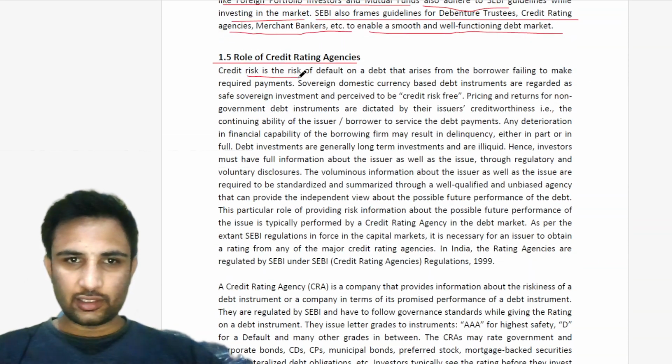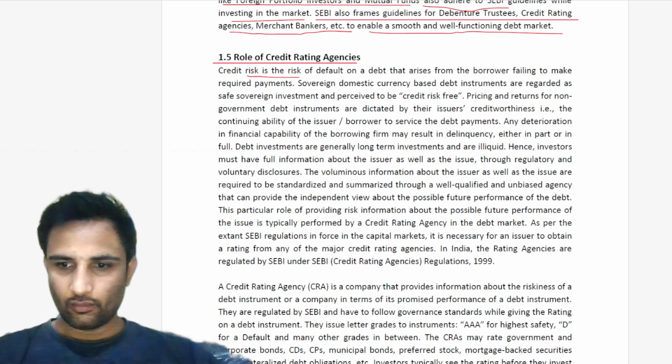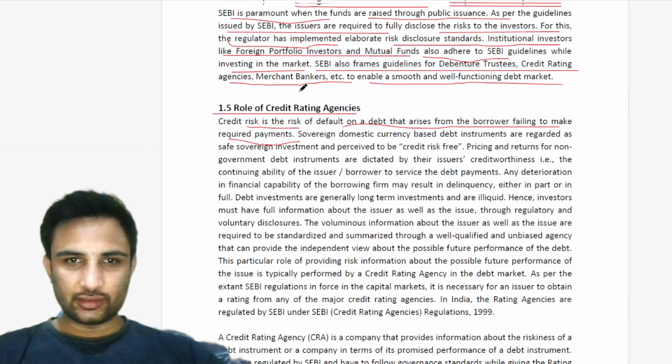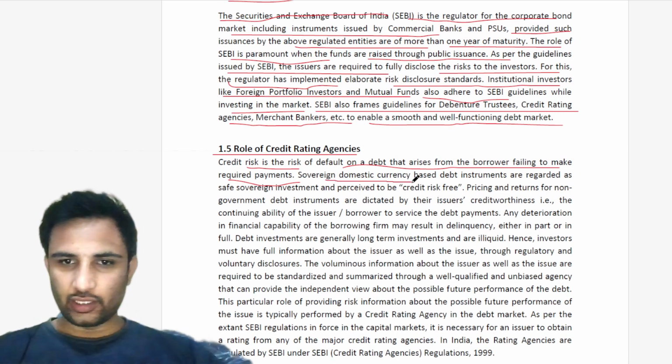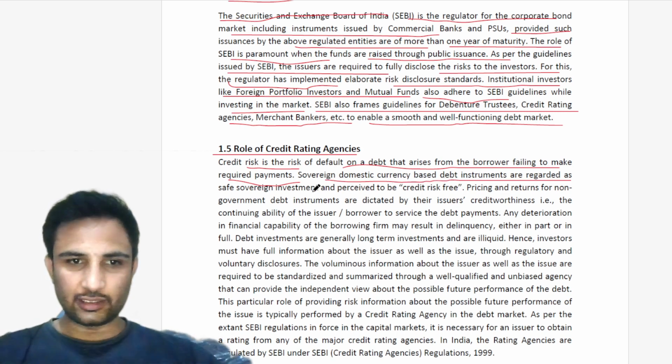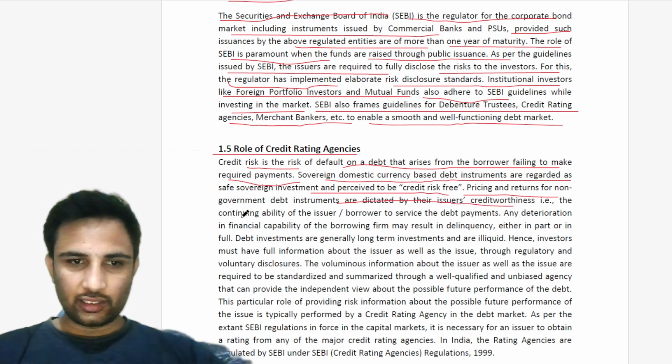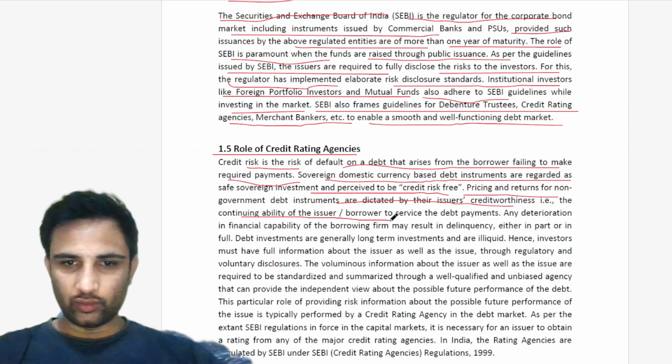So the credit risk is the risk of default on a debt that arises from the borrower failing to make required payments. Sovereign domestic currency based debt instruments are regarded as safe sovereign investments and perceived to be credit risk free. Pricing and returns for non government debt instruments are dictated by their issuers. Creditworthiness, that is the continuing ability of the issuer borrower to service the debt payments.